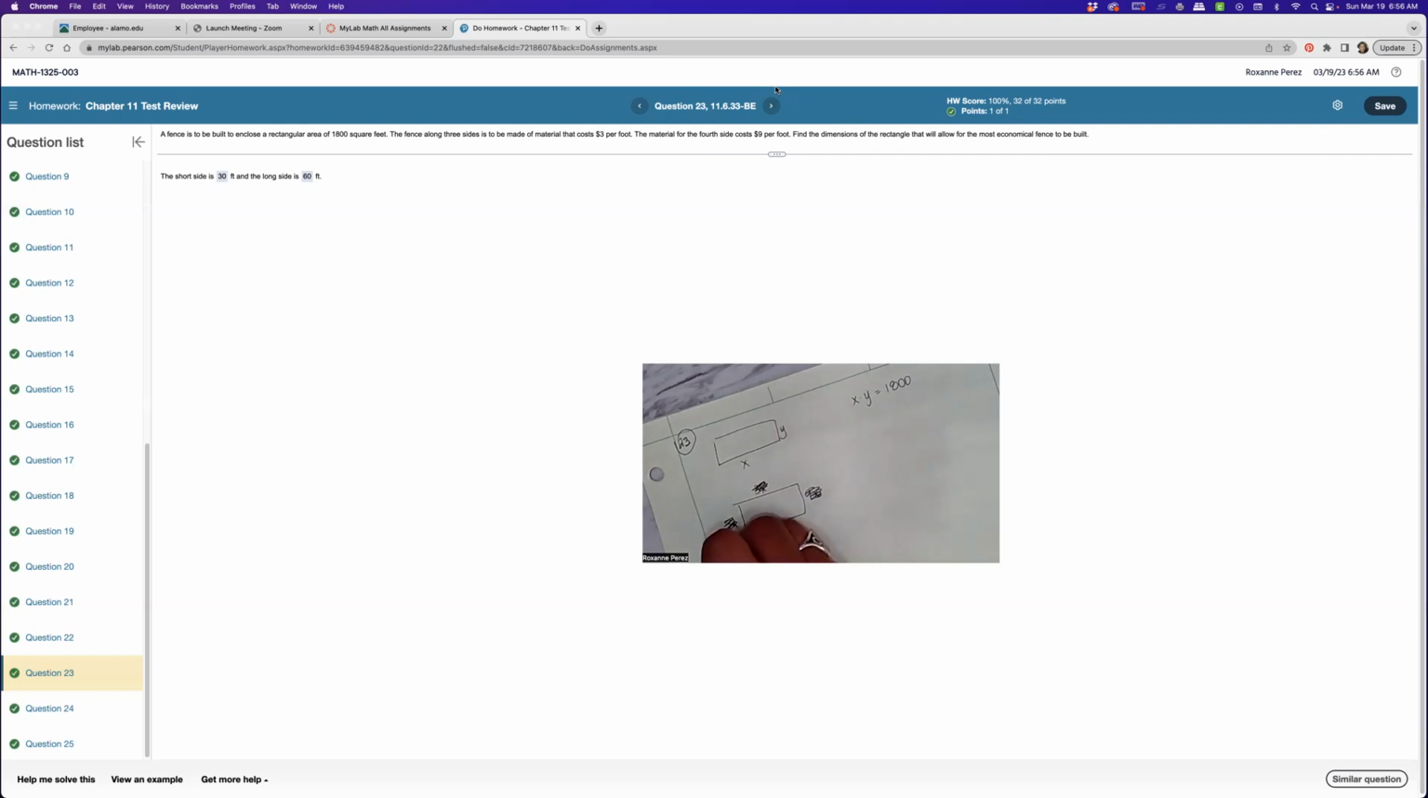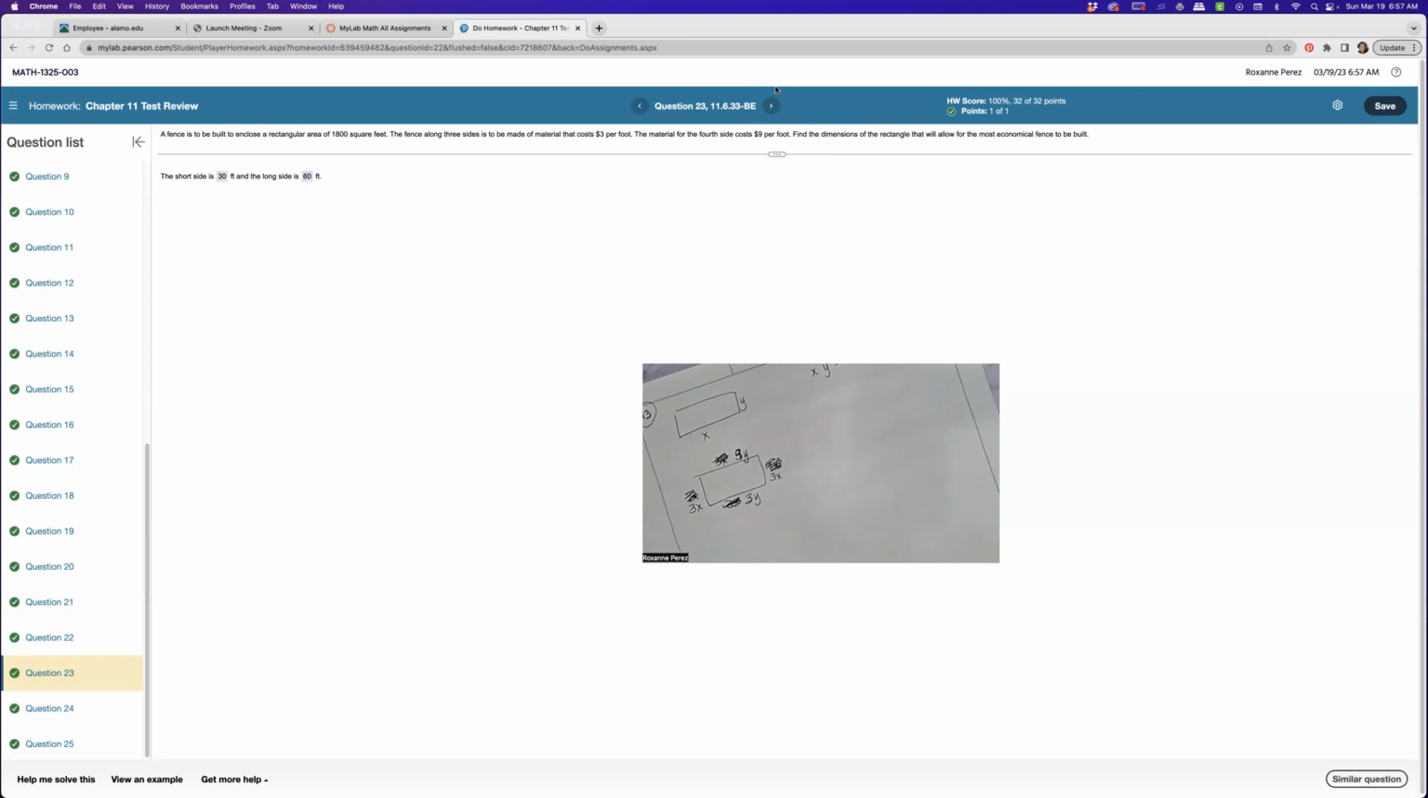Okay, this is going to be 3x, 3x. This is 3 on your y side and, I'm sorry, 9 on your other y side. Okay. 3x, 3y, 3x, 9y to account for the side that costs $9 per foot. Okay. Find the dimension of the rectangle that will allow for the most economical fence to be built. So minimize your cost is essentially what it's telling you.